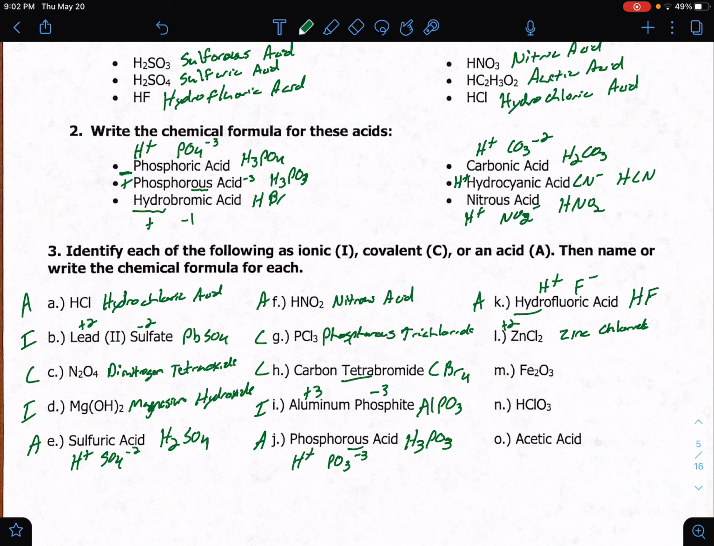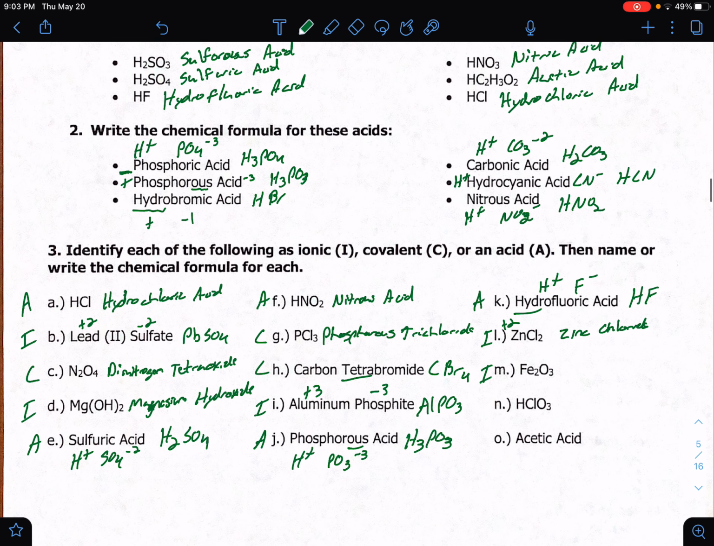Fe2O3. Okay, so iron is a metal and a transition metal, so this makes this ionic. Oh, sorry, L was ionic as well. So we need to figure out what the charge of iron is. On this one, you could pretty much do a reverse crisscross. So the 3 would go up here and the 2 would go up here. This works if that 2 matches the charge of oxygen, which it does. Oxygen has a charge of -2. So that means iron has a charge of 3. So this would be iron(III) oxide.